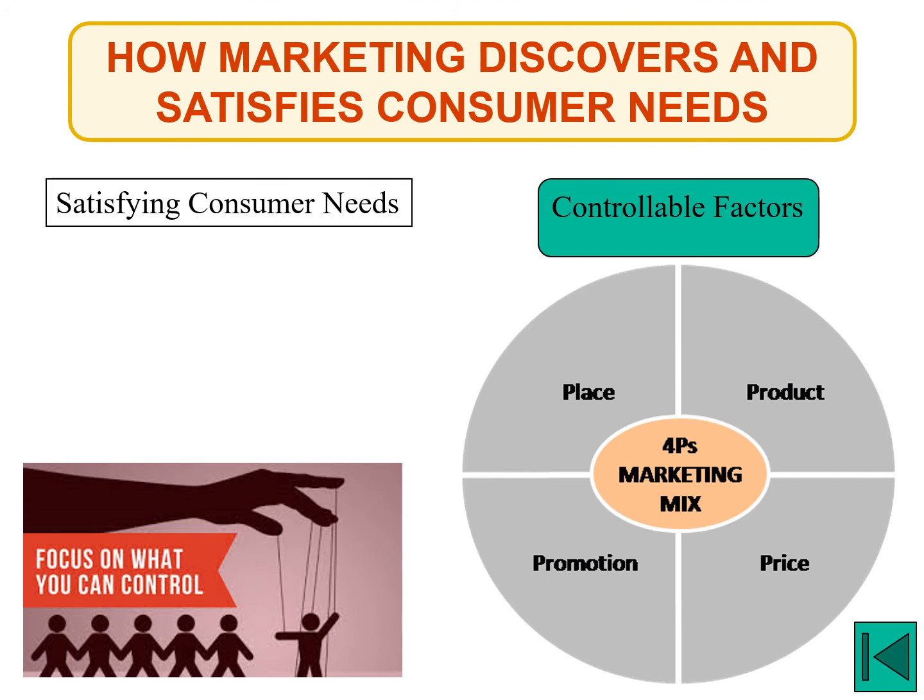These 4 P's are basically a part of your organization. These are your controllable factors, which means that you need to control these 4 P's in order to satisfy consumer needs. When we say you need to control the factors, it means that you need to work on those factors. You need to focus on these 4 P's in order to satisfy consumer needs.